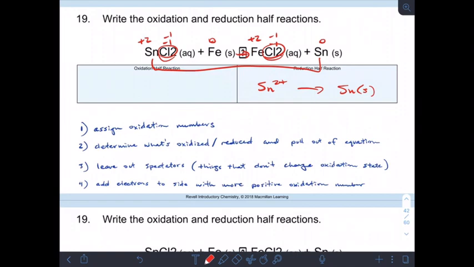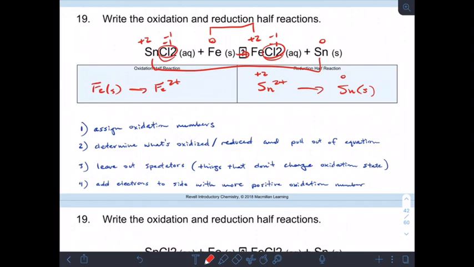Okay? I find it helpful, you don't have to do this, but I find it helpful to keep my oxidation numbers in there, just so that I can have them to look at. And then my iron went from a 0 to a +2. So I'm going to pull that piece out and say iron solid becomes iron 2+, because that's what it would be without the chlorines. Okay?